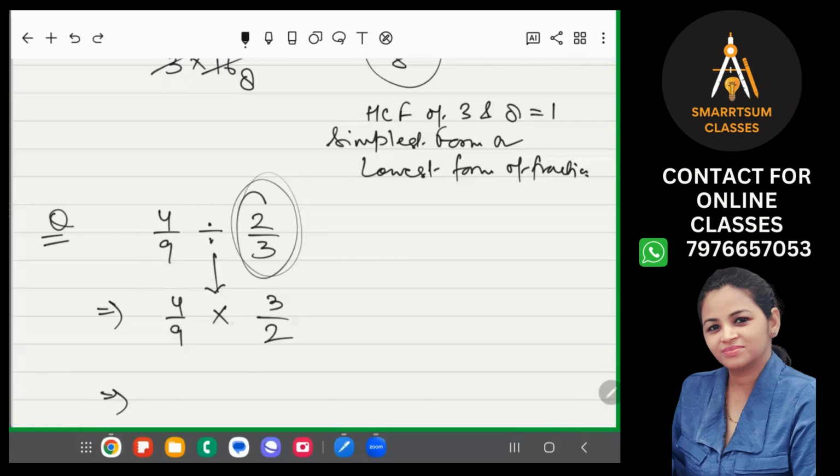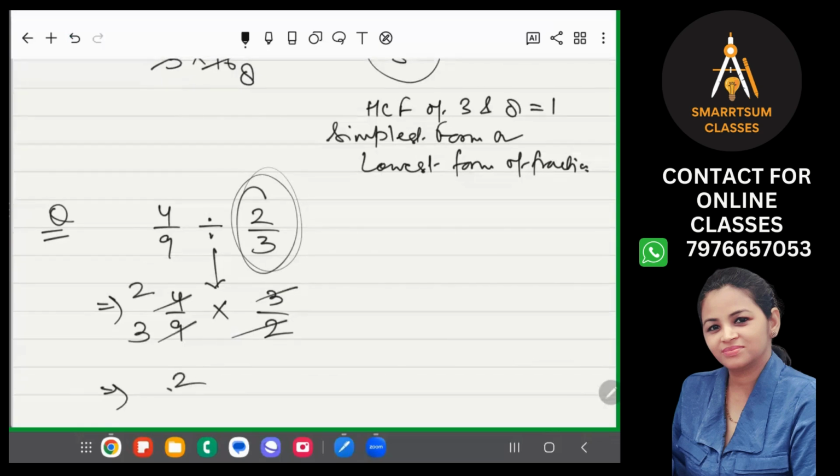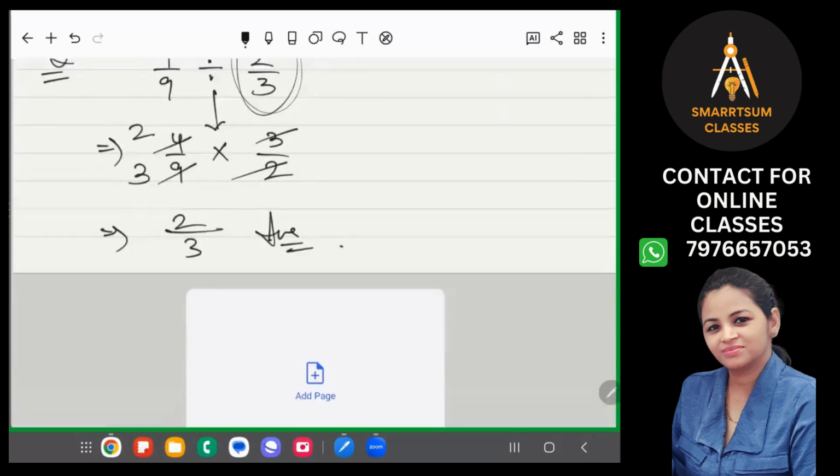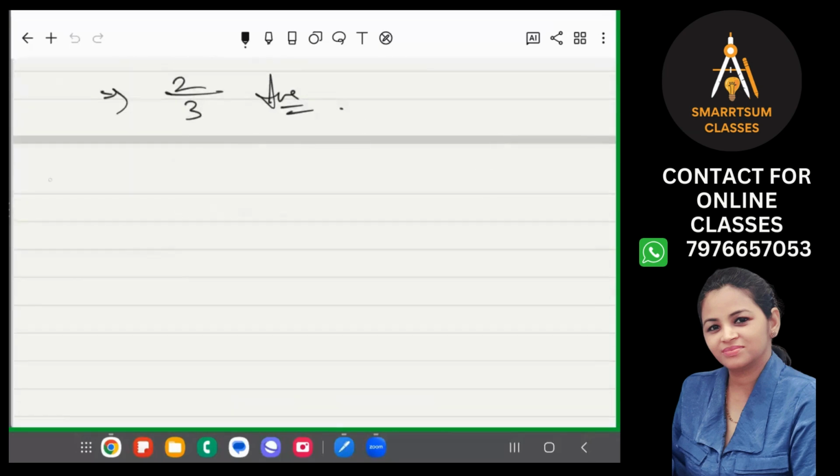Now we will simply multiply. 2 times 2 is 4 and 3 times 3 is 9. So you will be getting 2 by 3. What is the result, the quotient? When you divide 4 by 9 with 2 by 3, it is 2 by 3. Is that clear? Yes or no?